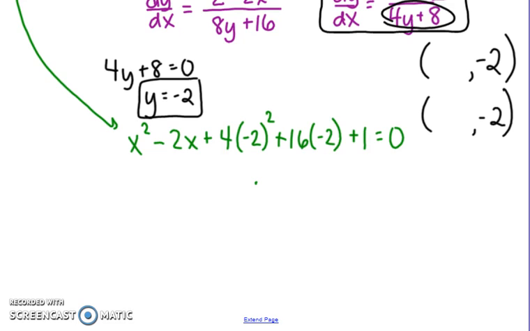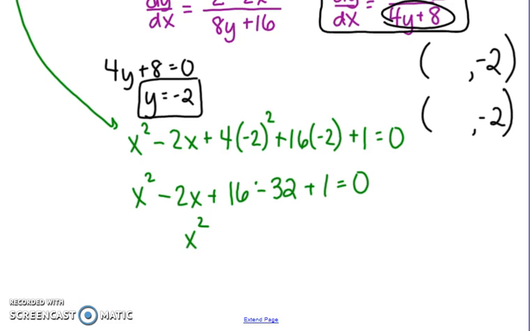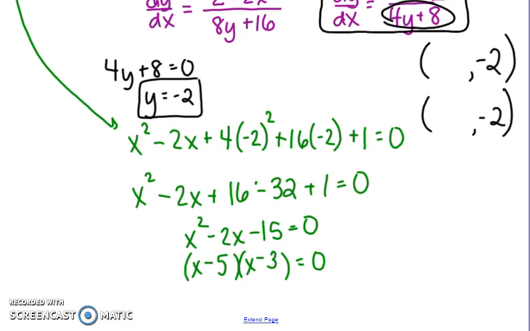So, a little bit of algebra. Negative 2 squared is 4. 4 times 4 is 16, minus 32 plus 1 is equal to 0. That's going to leave us with x squared minus 2x minus 15 equals 0. A little bit of algebra factoring. Things that multiply to negative 15 and add to negative 2. We know it's going to be 5 and 3. 5 is more powerful. So that results with x being 5 and x being negative 3.